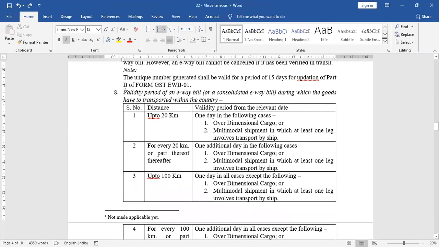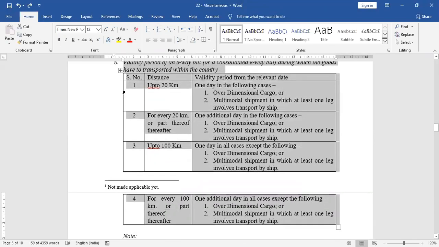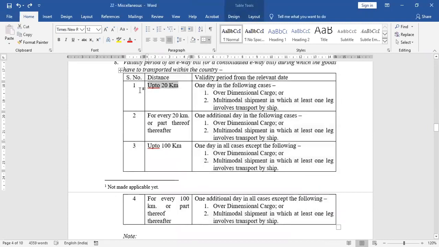Validity period is the next concept. Any e-way bill which is generated is valid for how many days? The point is: up to 20 kilometers. After generating the bill, the conveyance can move for 20 kilometers in 1 day, because it is the limit. In 1 day, after generating the bill, you have to move your truck up to 20 kilometers.